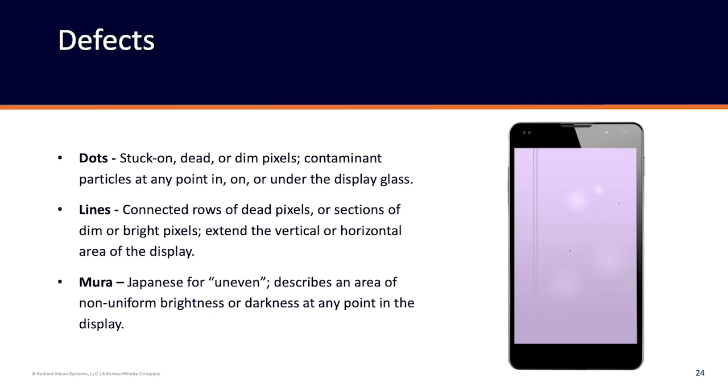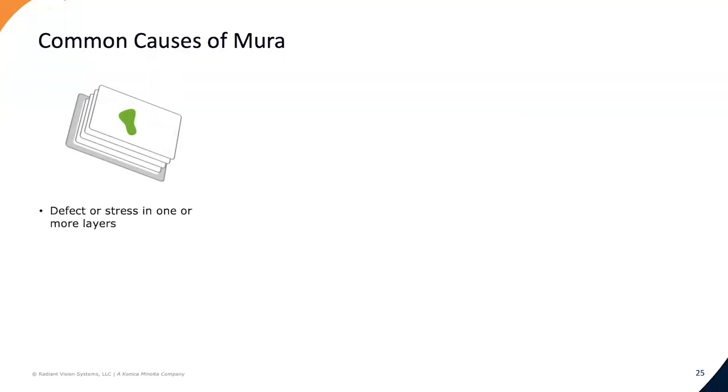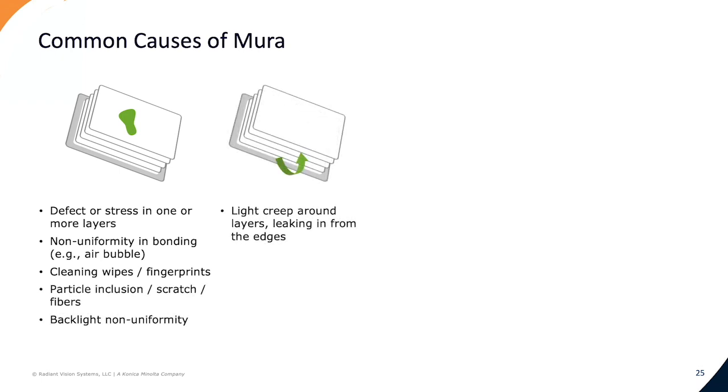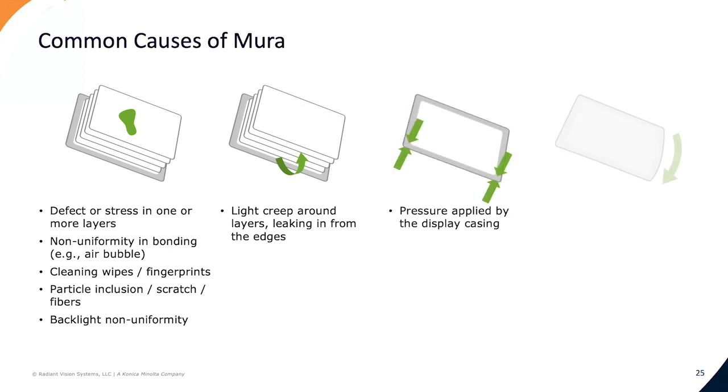Mura is Japanese for uneven, and it describes an area of non-uniform brightness or darkness at any point in the display. Interestingly, mura can take on a lot of different forms, depending upon the cause. For example, defect or stress in one or more layers, non-uniformity in the bonding, cleaning wipes or fingerprints, particle inclusion, scratches, fibers, or a backlight non-uniformity.